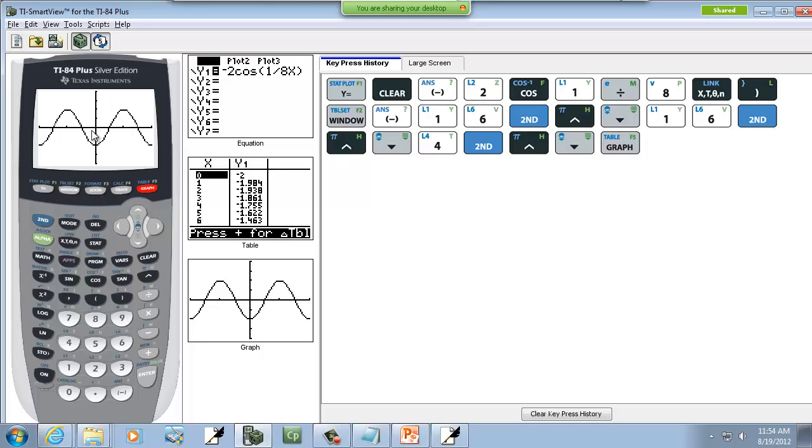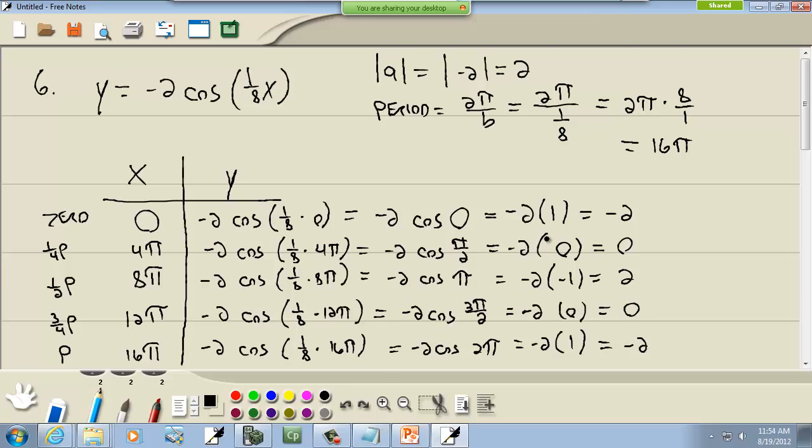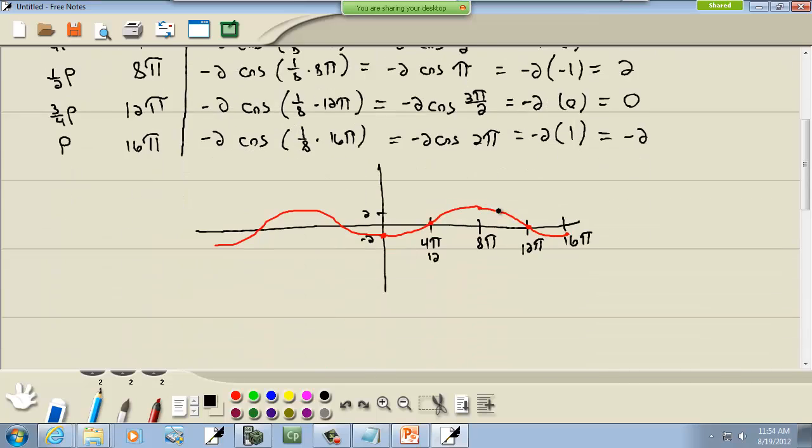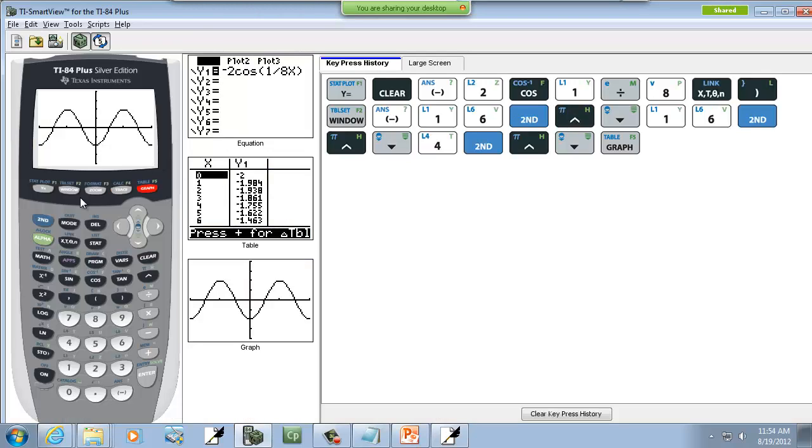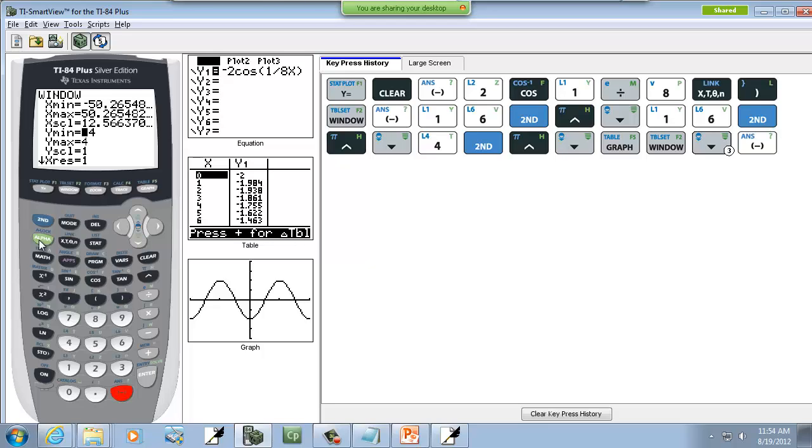Now, unfortunately, the calculator here will not draw it to scale because of how I did the settings. So by hand is the best way to actually see that. If I wanted it to be to scale, I'd go back to my window. I went from -16 pi to +16 pi. You'd want to come down to your Y min and do a -16 pi and to a +16 pi.